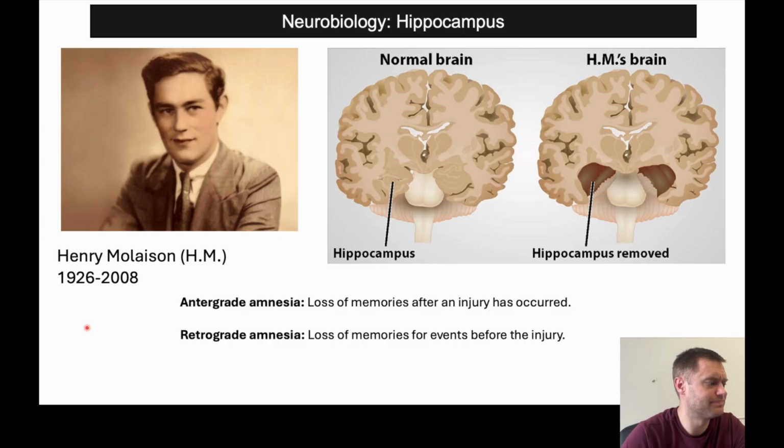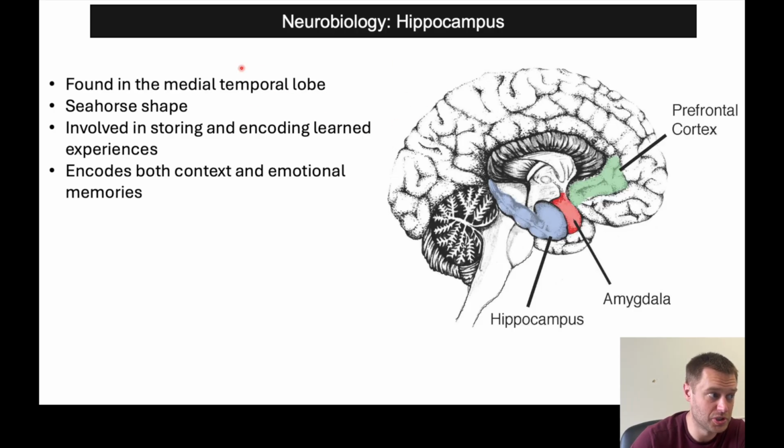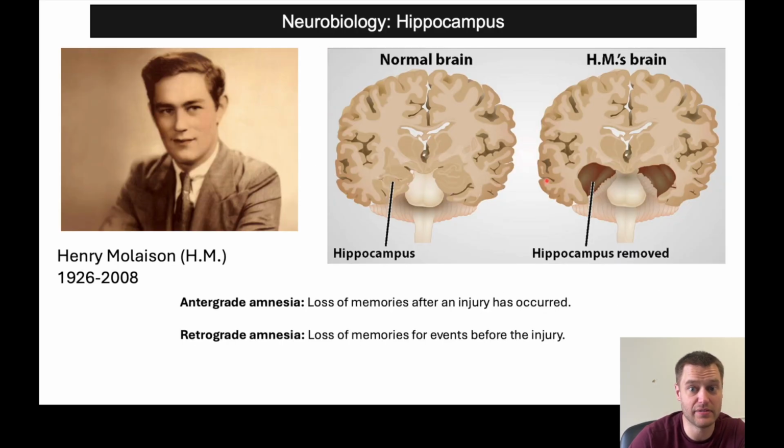But in any case, HM was a very famous patient in psychology, just like Phineas Gage, where he had a horrific seizure disorder. And so they thought that they could remove part of his temporal lobe to allow him to not have these seizures. But what ended up happening is that they basically just removed his hippocampus, which did cure the majority of his seizures, but unfortunately, he couldn't form new episodic memory.